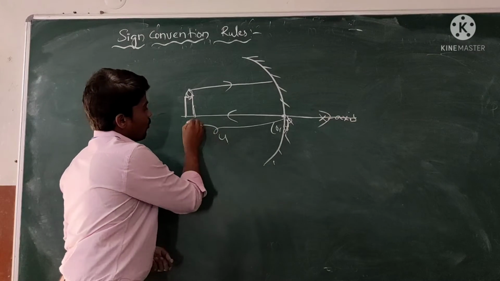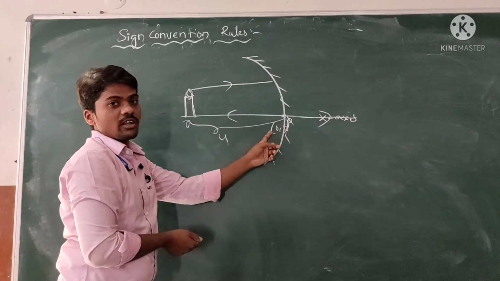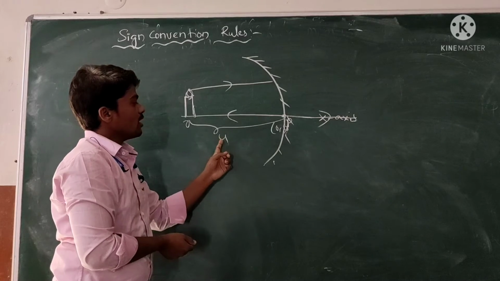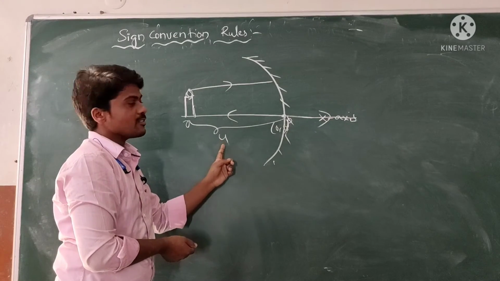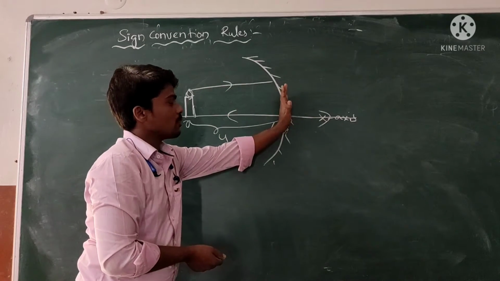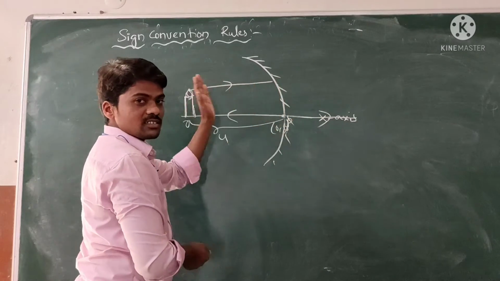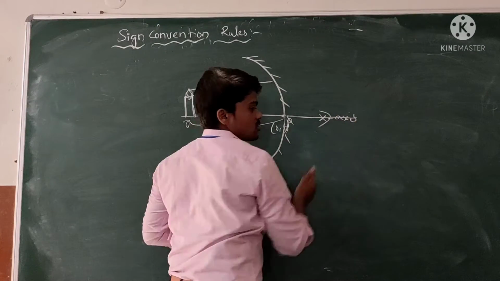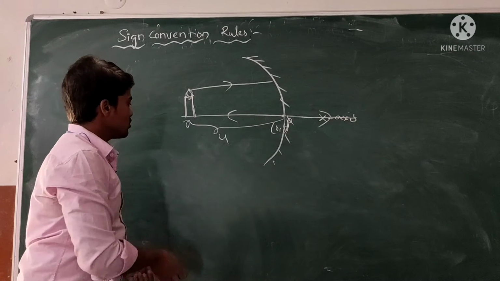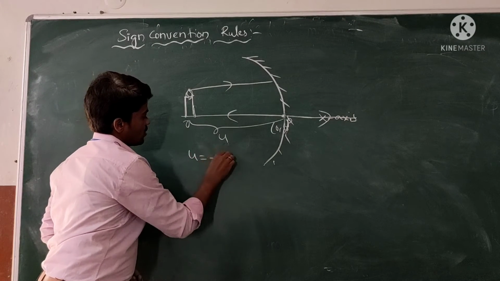The object distance is measured from point O to point P. This distance is called the object distance. Is the object distance plus or minus? It is minus. Here is the principal axis, and here the pole is there. The left-hand side is taken as negative and the right-hand side is taken as positive. Here the object distance is equal to minus.